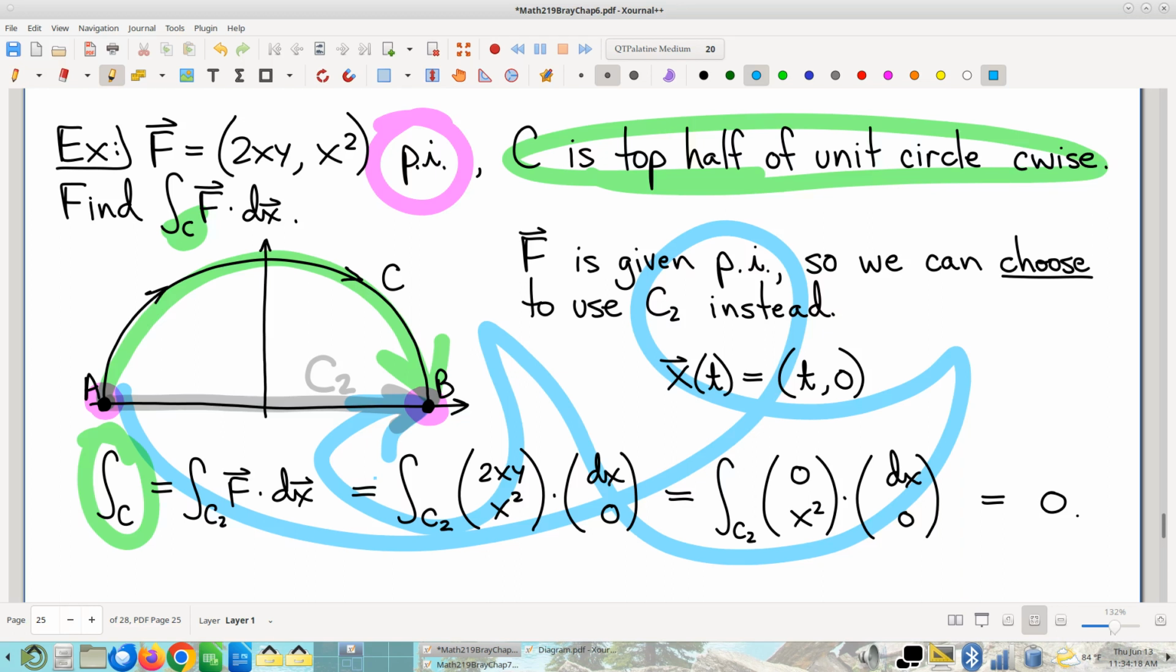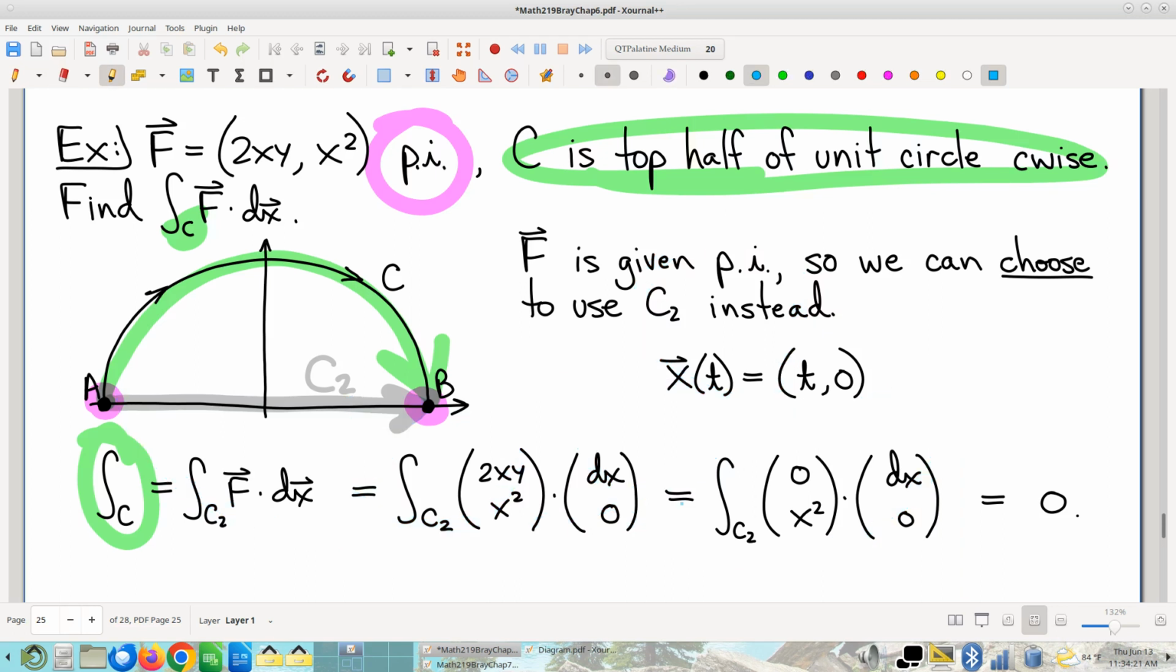So let's think creatively. What curve can we think of that would be more desirable? It's got to still start at that point and still end at that point. But what's a more desirable curve than this green top half of the unit circle, where, take your pick, you're going to be dealing with trig or square roots? Choose your evil, right? Well, I like that curve: a nice straight line. Path independence says I'm perfectly welcome to compute on this blue curve instead of this green curve.